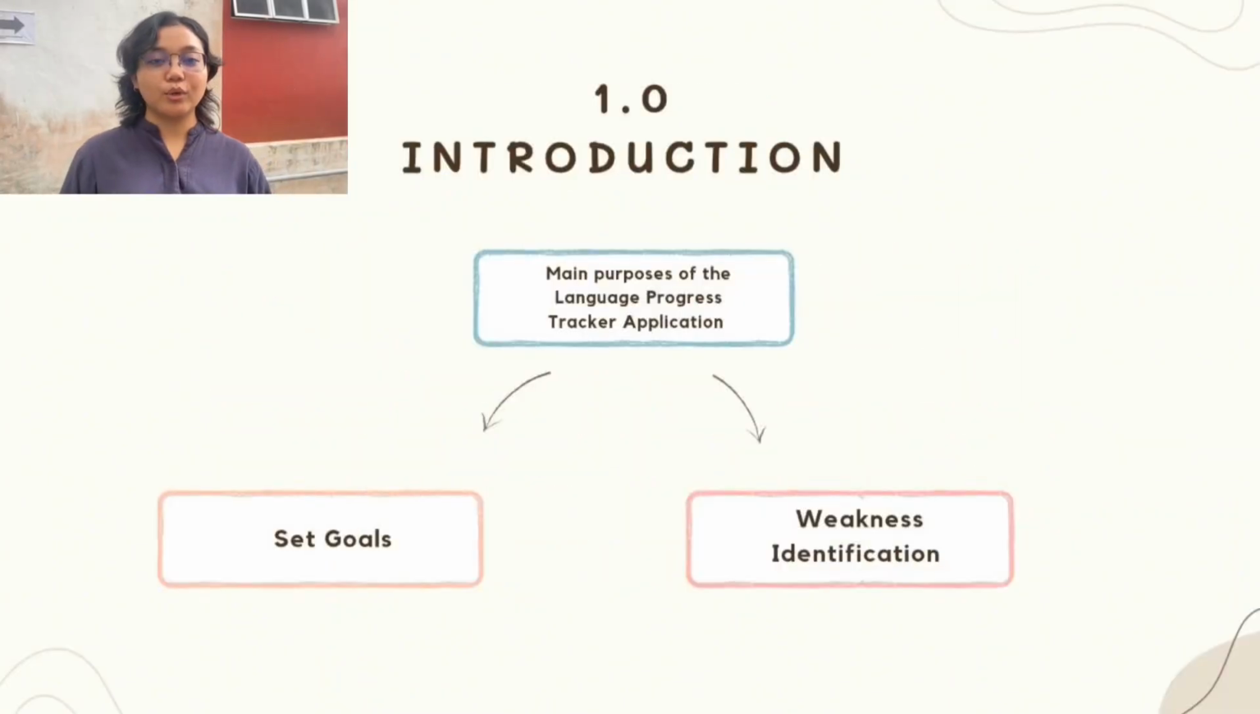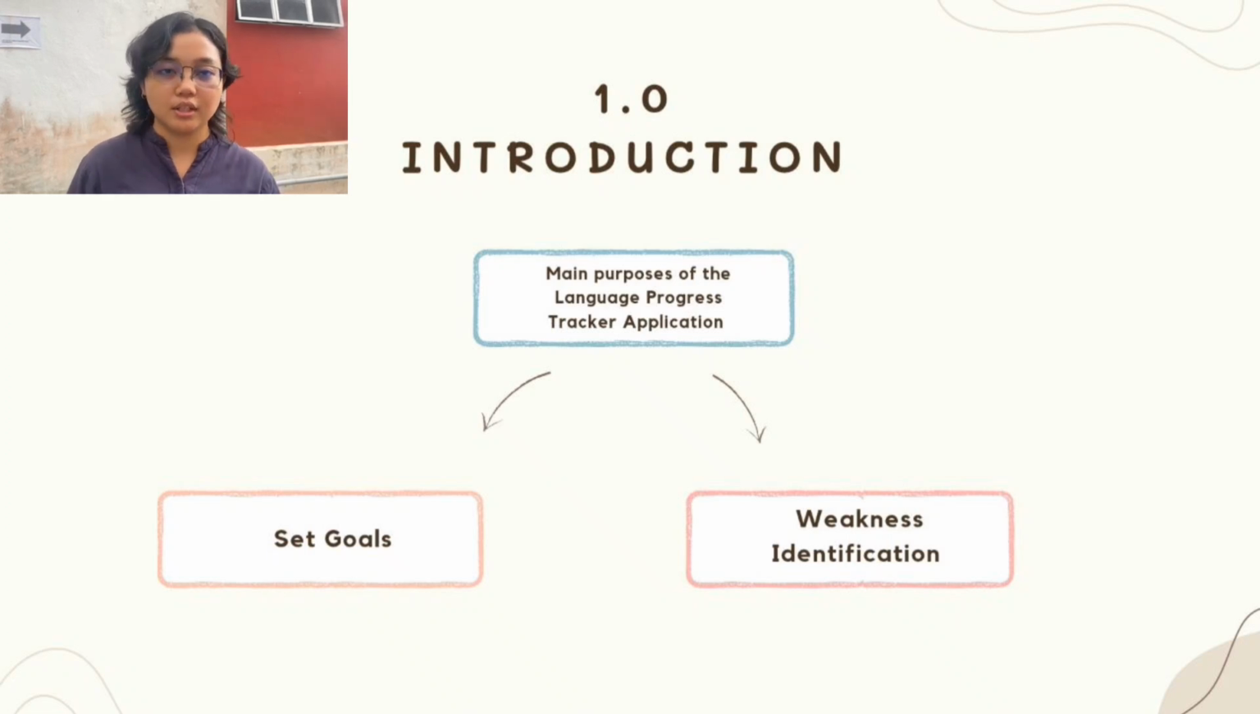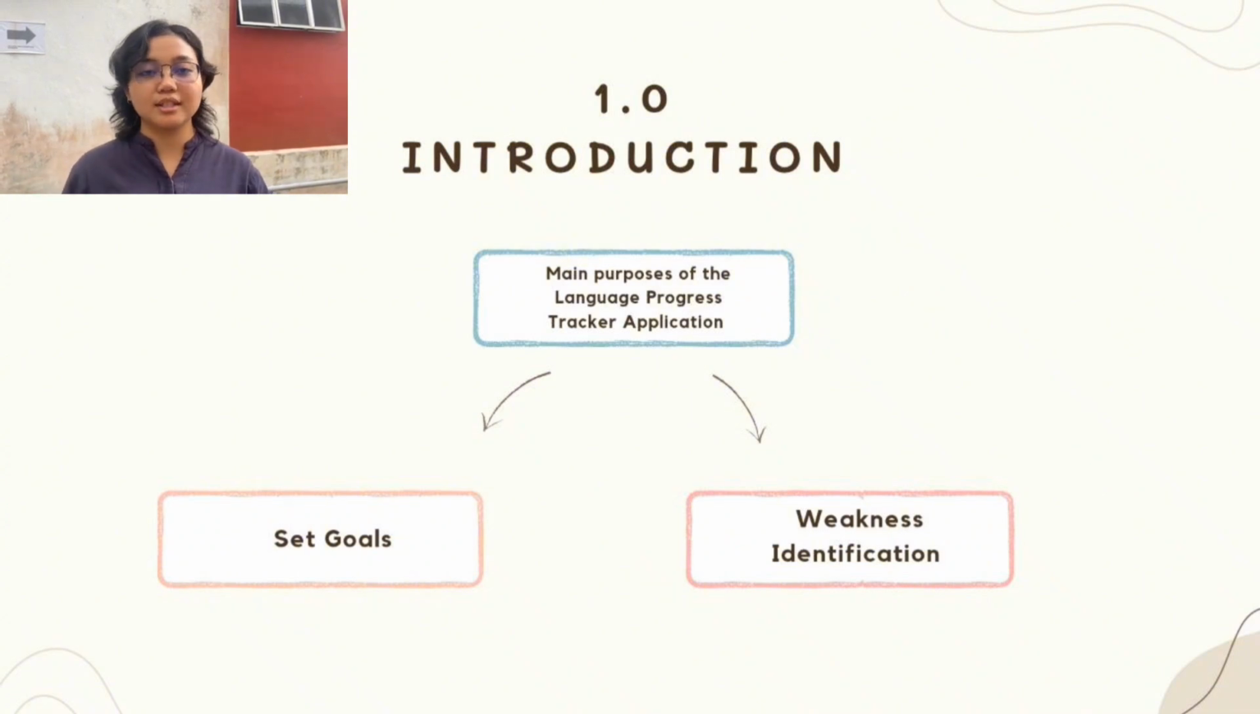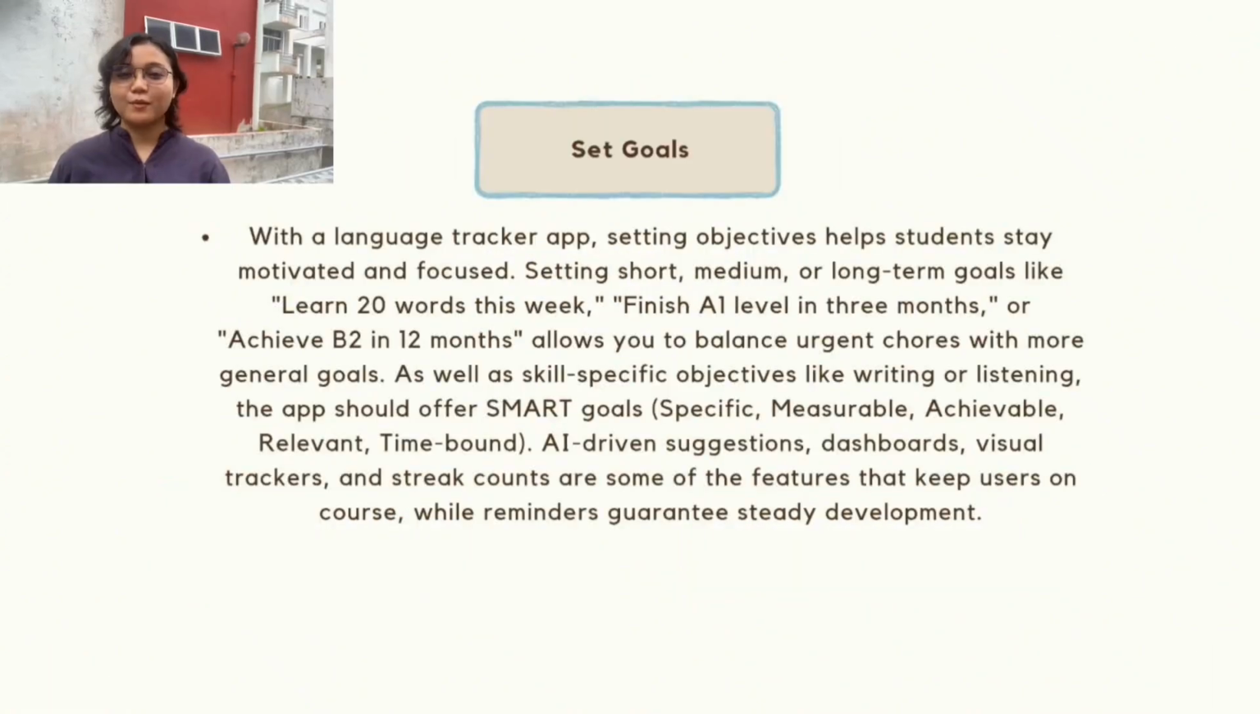Here, I want to talk about what is the main purpose of a language learning progress tracker application. First, I'm going to talk about setting goals. Second, I want to talk about weakness identification. For setting goals, with the language tracker app, setting goals helps students stay motivated and focused.